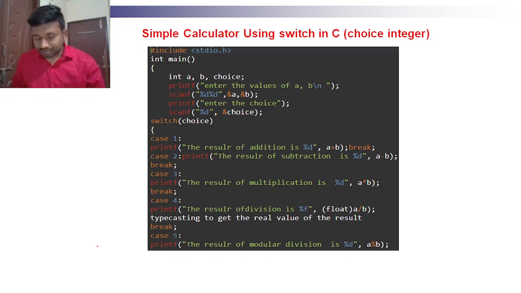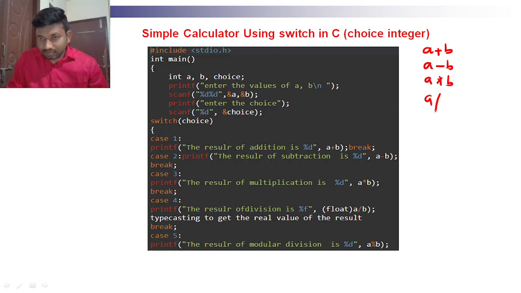Now let us apply this concept to a simple program. The simplest program that you can write once you are okay with the switch statement in C is developing a simple calculator. You can see on screen right now, I would like to write a program. Based on my choice, it has to perform the arithmetic operations. Arithmetic operations could be, say, addition. If the numbers are A and B, A plus B, it could be A minus B, A star B, A division B, A modular division B.